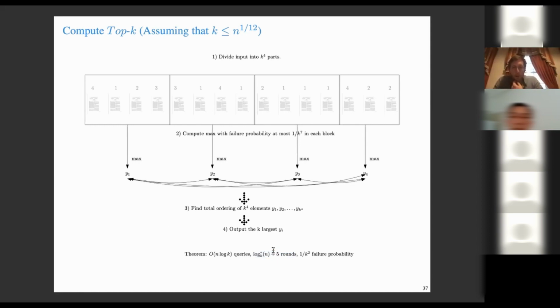All right, any questions? Do you have intuition of why this log star thing is necessary? Is it intuitive where it comes from?